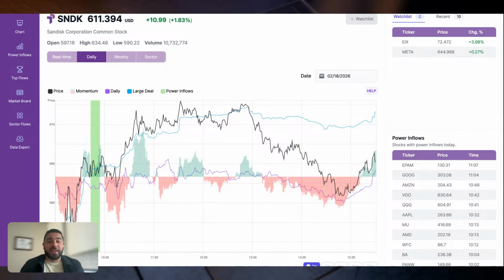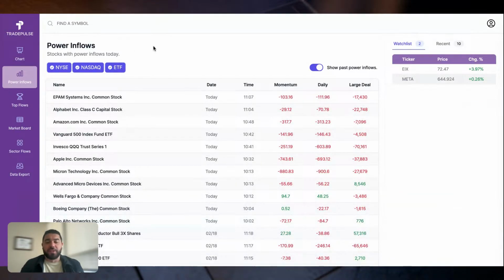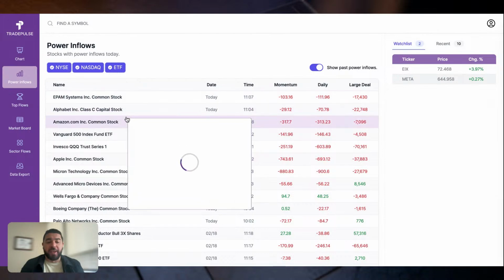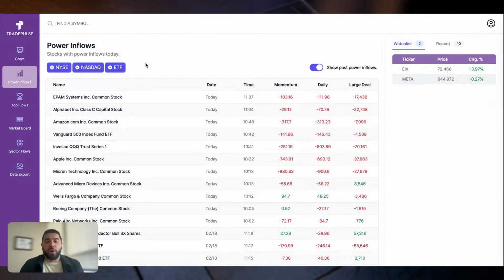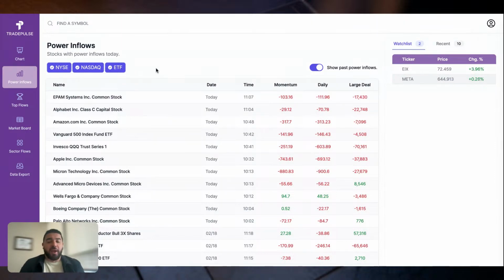If you wanted to see the list of the different stocks that generate these signals per day, you'll see on the left-hand side here we have a specific section for our power inflows. If you click on that, you'll see a list of all the different ones that have come in for today. They come in chronological order, so the ones that have generated a signal most recently are at the top. On any given day, you can see which ones we generate that signal for, and how they're performing relative to that signal.